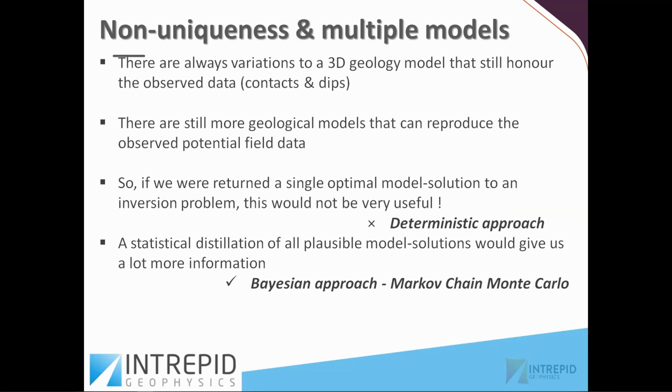So the non-uniqueness and the multiple models: there are always variations to the 3D geological model that still honor the observed data, contact and dip. If I explain it properly, when we try to derive a model with the help of observed data, the algorithm may calculate thousands of models that will provide the same response. But only one of them, or maybe a few of the models, will be the accurate one.